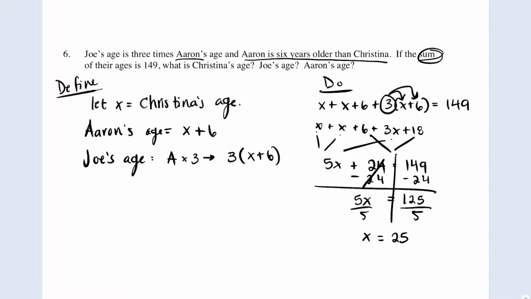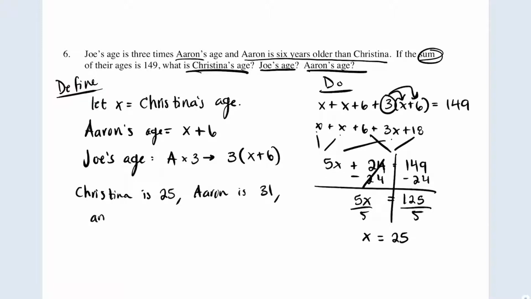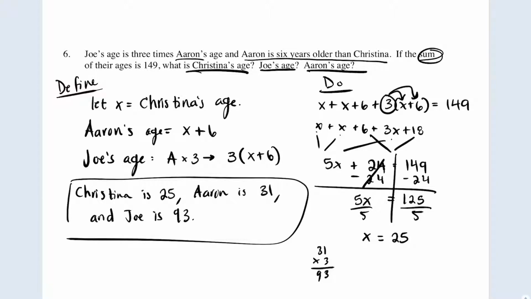So let me ask myself, am I finished here? No, I'm not. I need to find out Christina's age, Joe's age, and Aaron's age. So we said x is Christina's age, so it looks like Christina is 25. It says Joe's age next, but let's find out Aaron's age. Aaron is 6 years older than Christina, so we're just going to add 6 and 25, so Aaron is 31. And lastly, Joe is 3 times Aaron's age, so 3 times 31, do that really quick, 93. Ooh, Joe is still kicking at 93, awesome. There we go, we have the 3 ages.